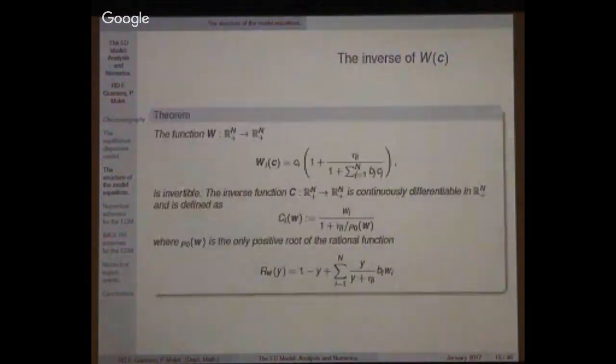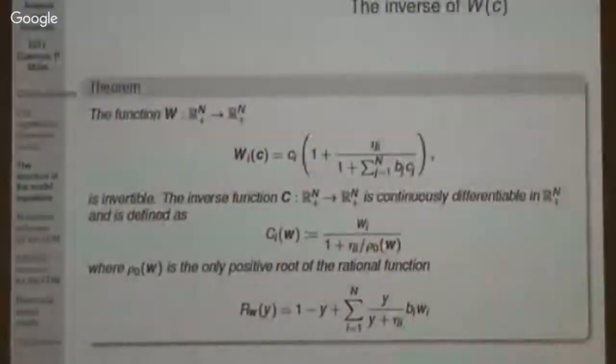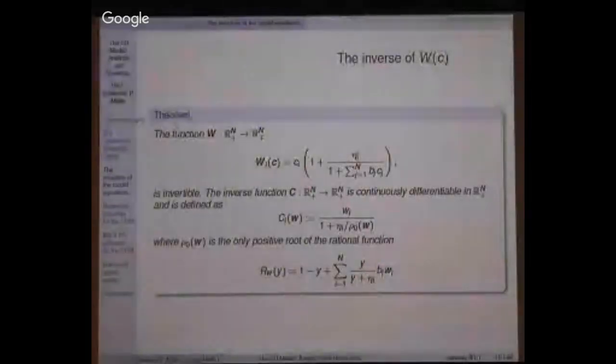So what is this inverse? Here's the function. What is the inverse function? How do you go back from C to W? So here's the inverse. It looks very much alike. Here's a rho 0 of W. What is this? This is the only positive root of a given rational function that you can easily construct just by your data, which is the W that you want to find the image of, and the data of the problem.